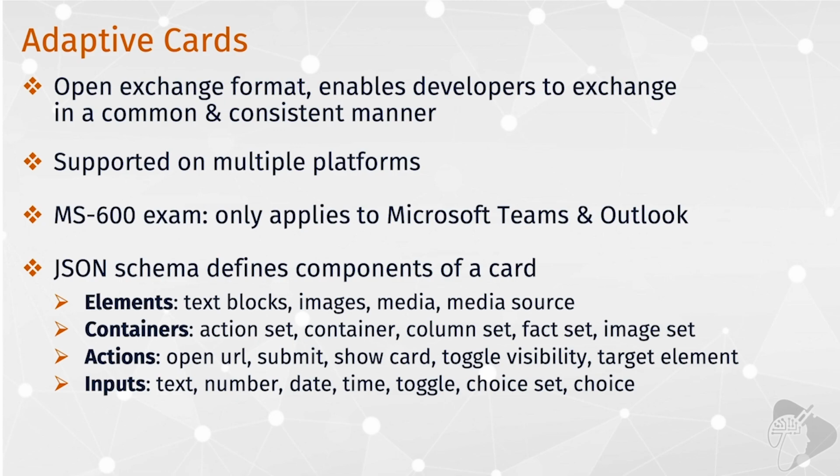You then have actions that you can do, and the different actions that we can do on a card are things like opening up a URL, submitting a form, showing another card. So you may have an action where you click a button that actually triggers another card to be displayed. Toggling the visibility of a card or an element, and also the target element is part of that as well.